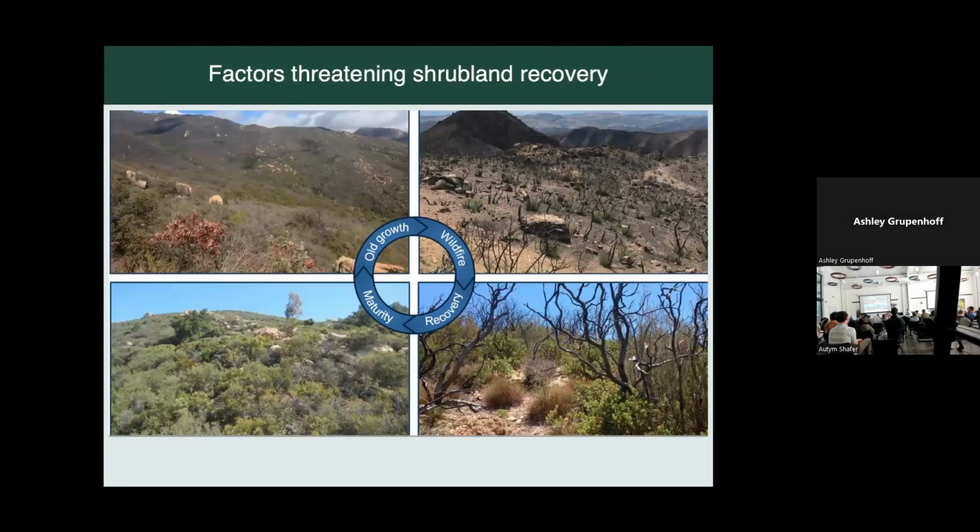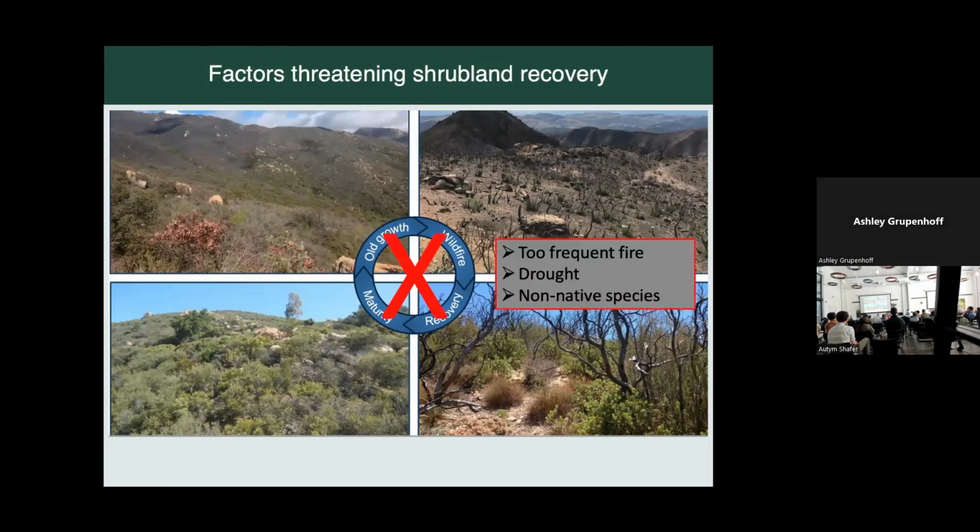So as we've seen over the last day and a half, the characteristics of shrublands that had once allowed it to be known as a resilient community type of wildfire recovery, maturity and old growth, these have been disrupted by various things, disturbances, such as too frequent fire, drought, non-native species, as well as other things like nitrogen deposition. So the aim of the tool was to bring together a lot of these threats to shrublands.